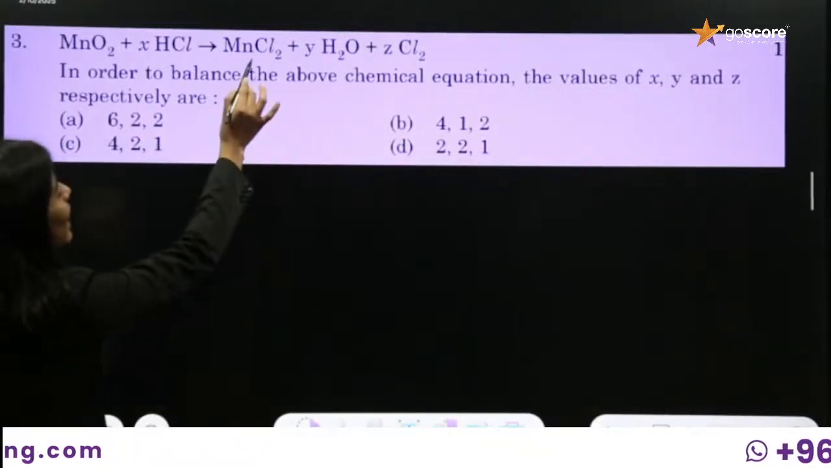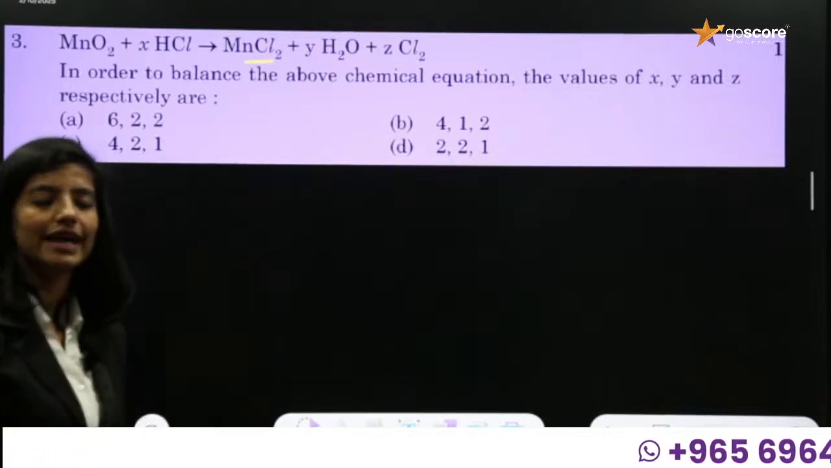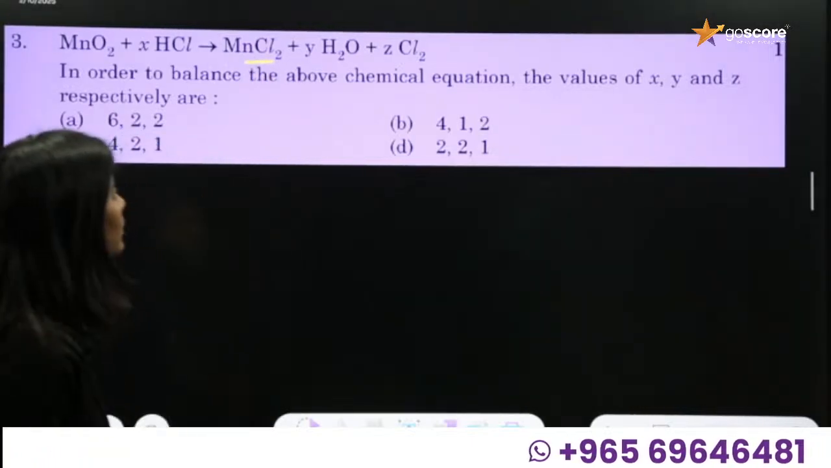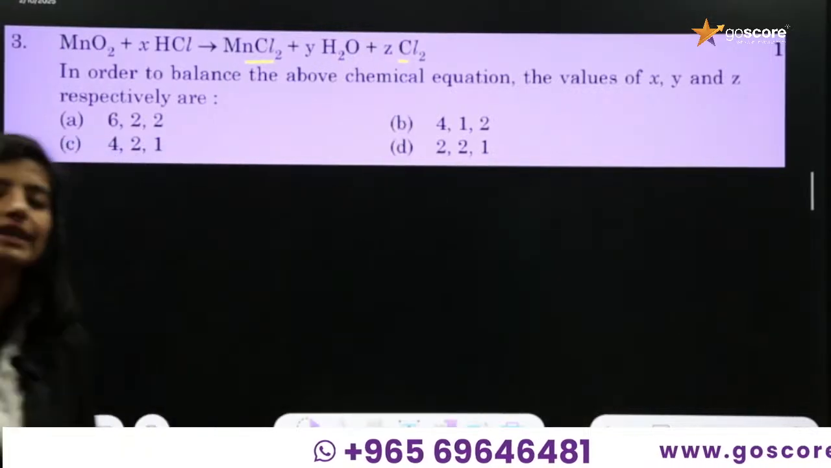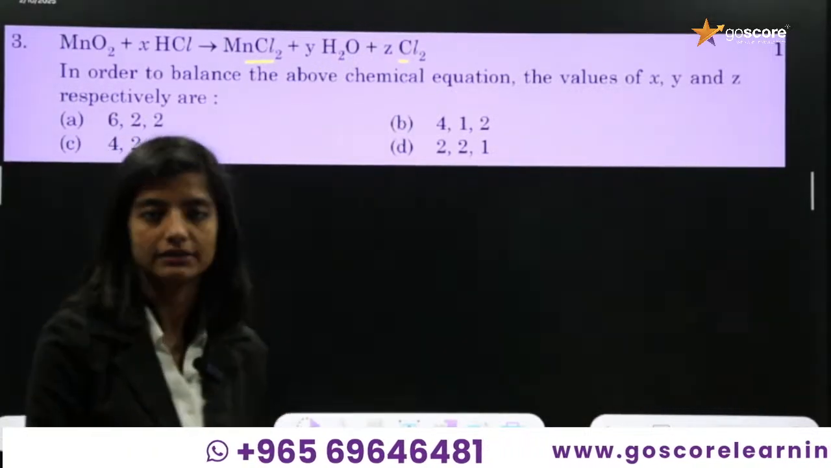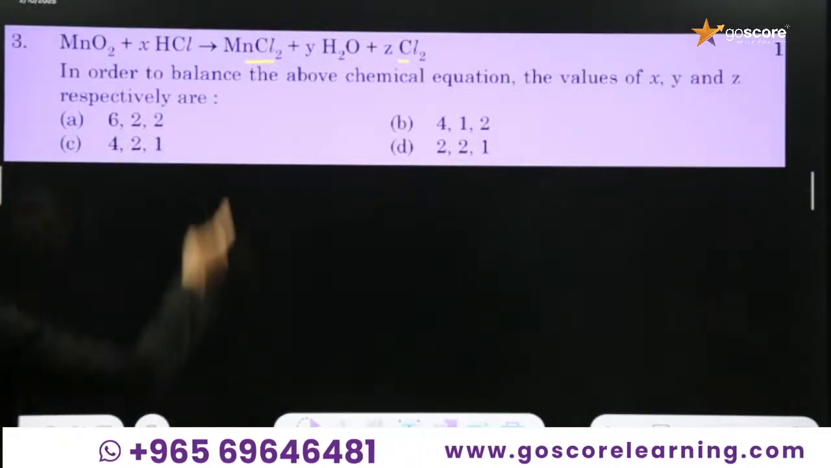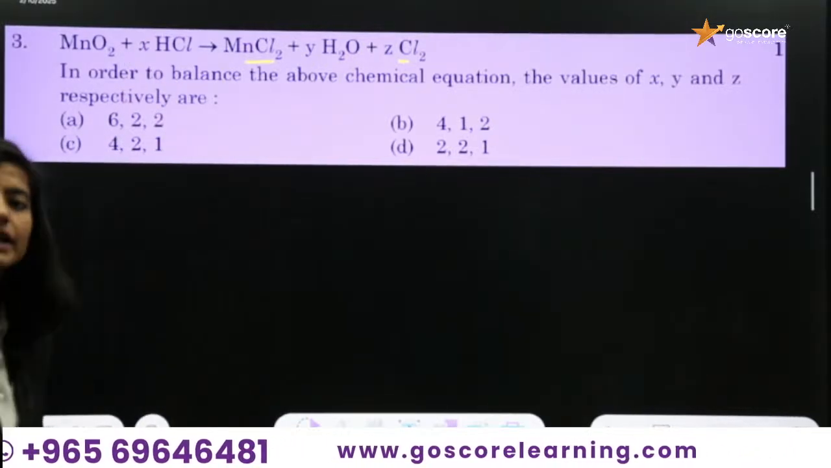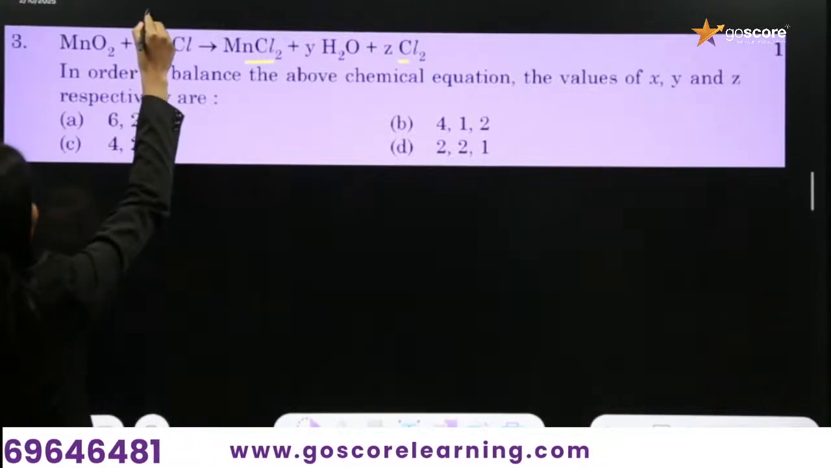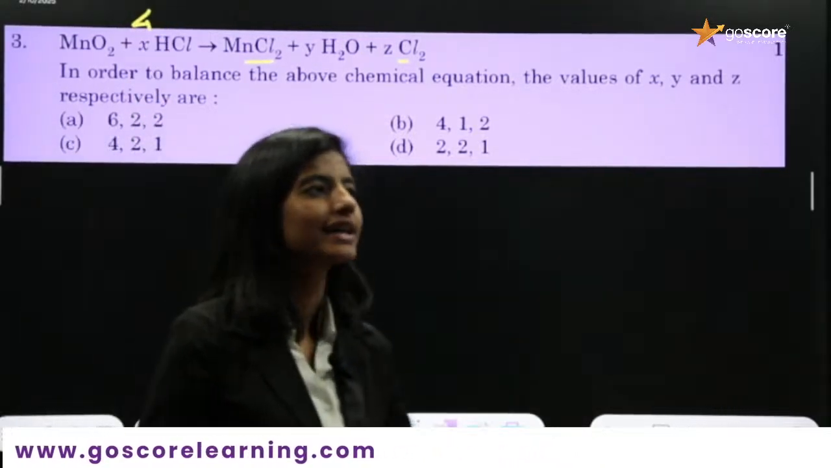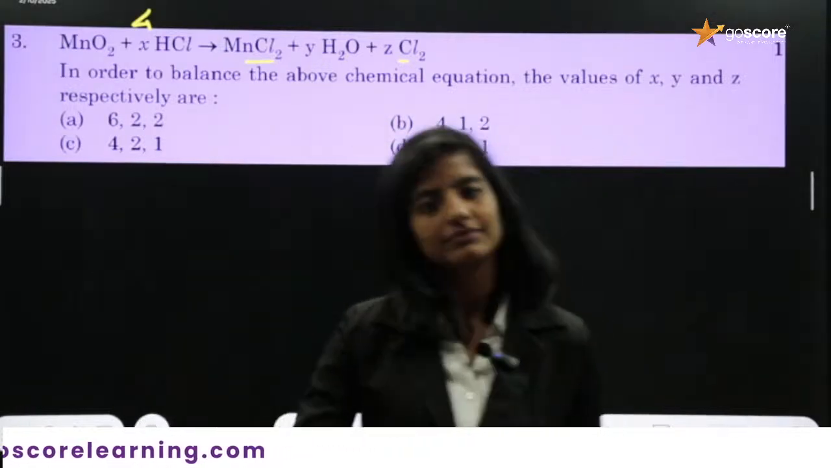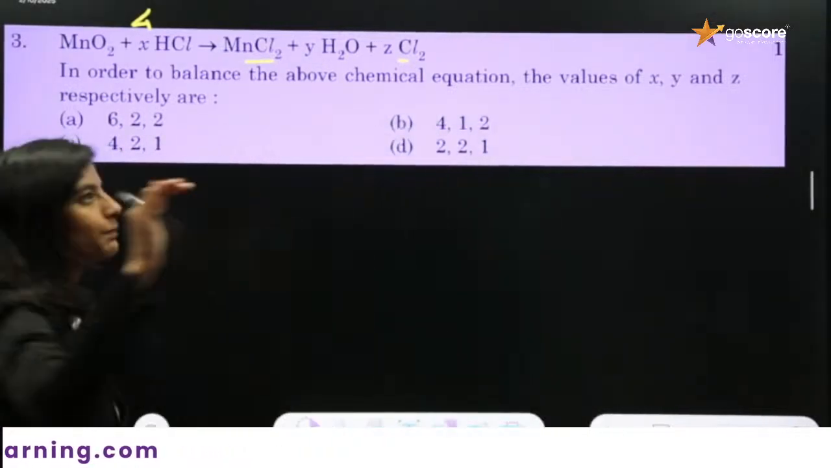We have MnCl2, which indicates that we have 2 chlorine atoms. Now we have another 2 chlorine atoms over there, which makes a total of 4 chlorine atoms, right? On the other side, we have only 1. So let's make it balanced by adding 4 over there. Let's give it a try. It's like a trial and error method. Trust the process.